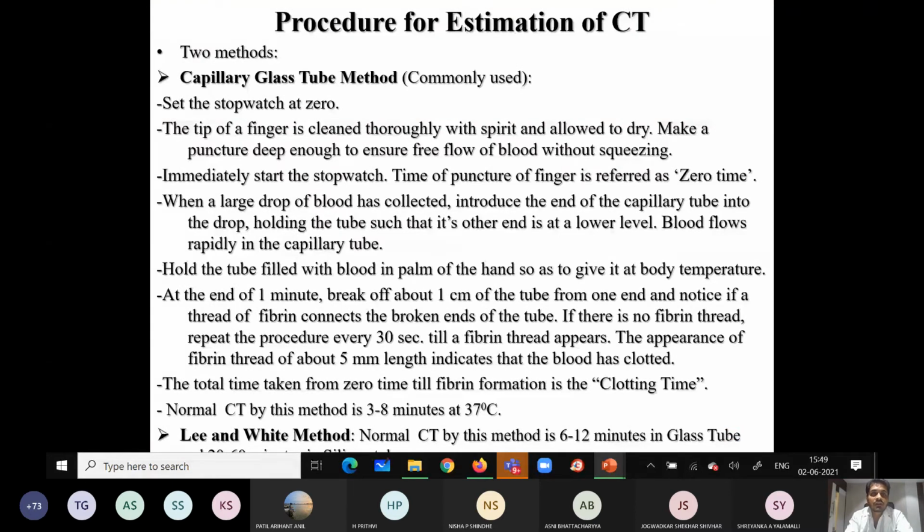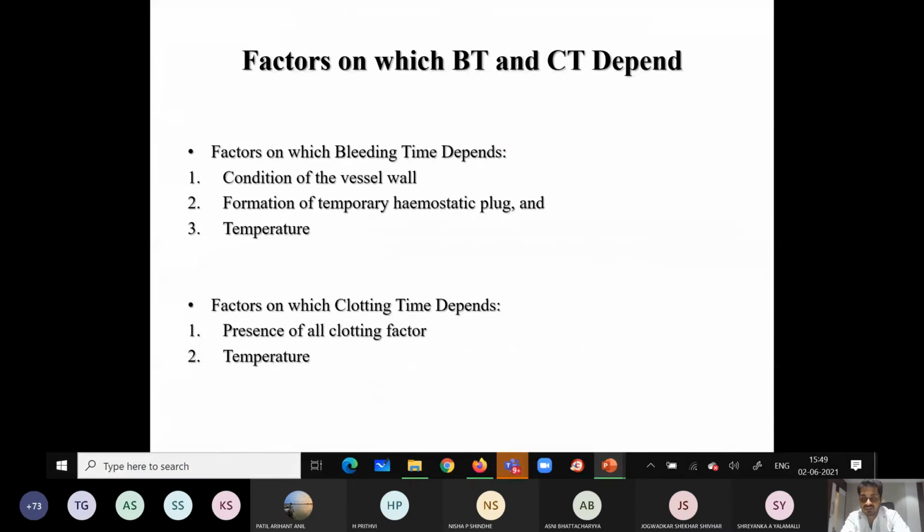So coming to the factors, now the practical is finished. Now let's discuss some questions which are frequently asked by the external examiner during the exam. On this case, the factors on which bleeding time and clotting time depend. Bleeding time depends on the condition of the vessel wall, formation of the temporary hemostatic plug, and temperature. Clotting time depends on the presence of all clotting factors and temperature. These are the factors on which bleeding time and clotting time depend.